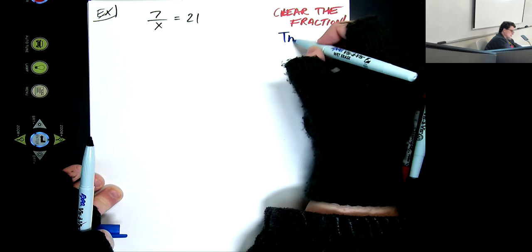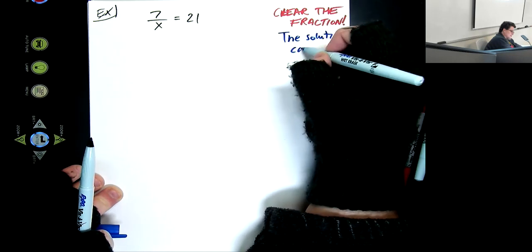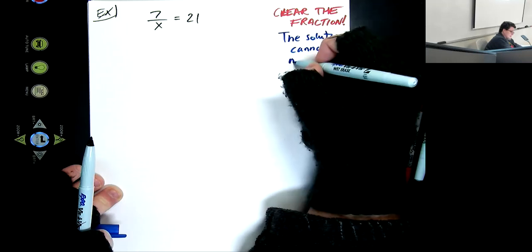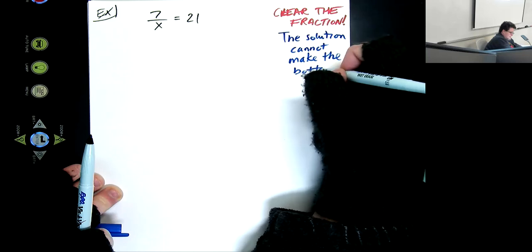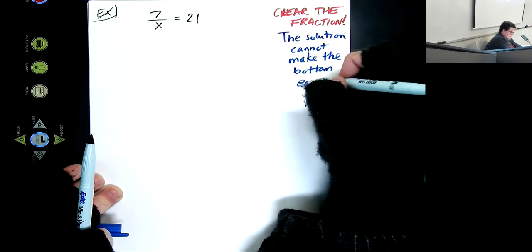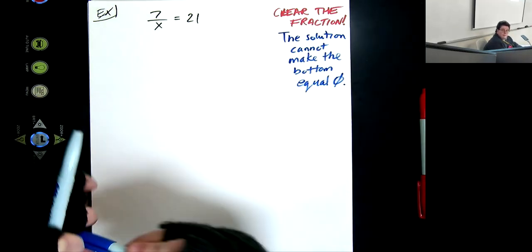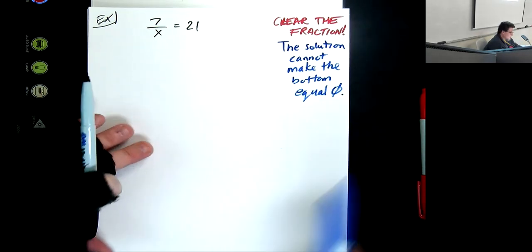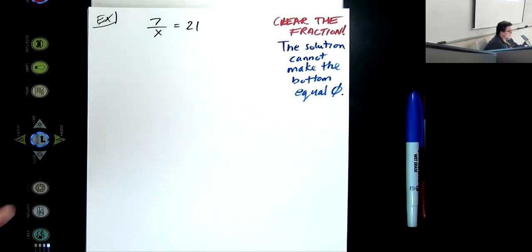The solution cannot make the denominator equal 0. So we got to pay attention to that when we're looking for it. In fact, we can and we should.